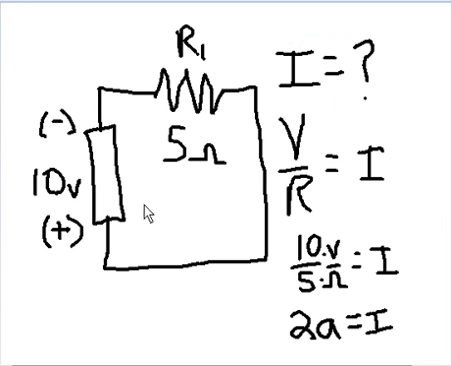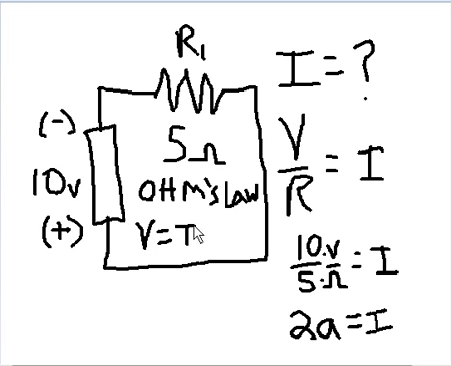What was the name of that law? Ohm's Law. And what was Ohm's Law? V, voltage, equals current times resistance. Knowing this, I was able to figure out this.